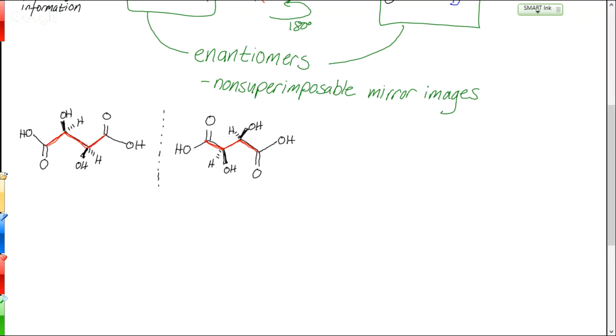So did anybody figure it out? Are they superimposable or not? No. They're not. Correct. So that means that those molecules are not the same. And they're actually enantiomers. Yes. What's the difference between these two?